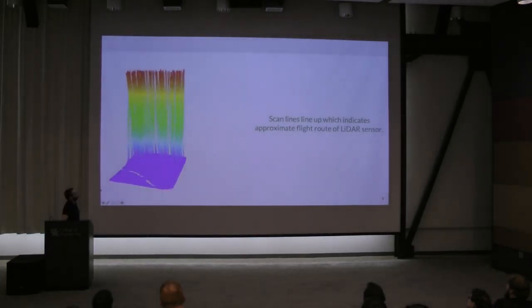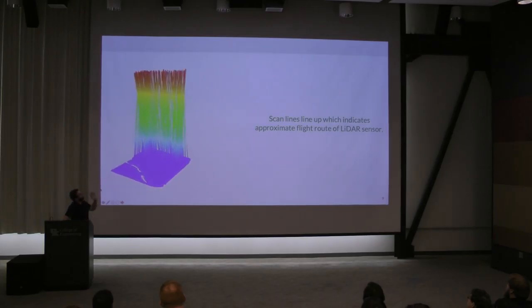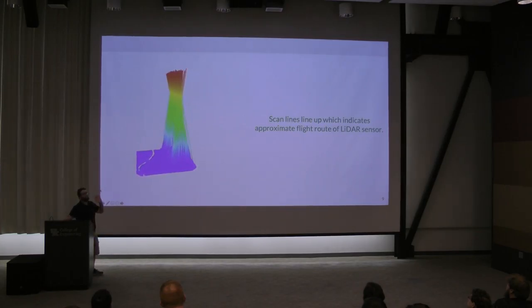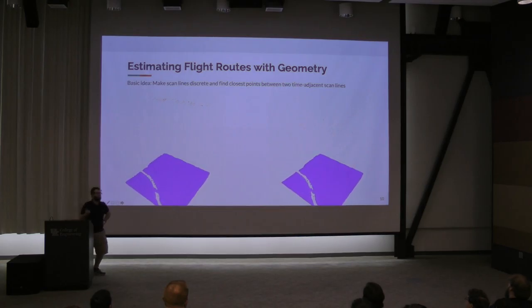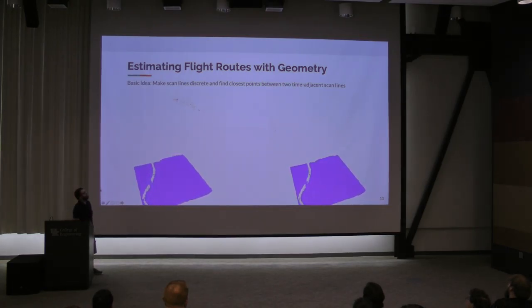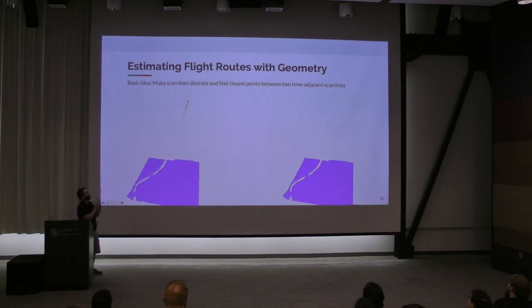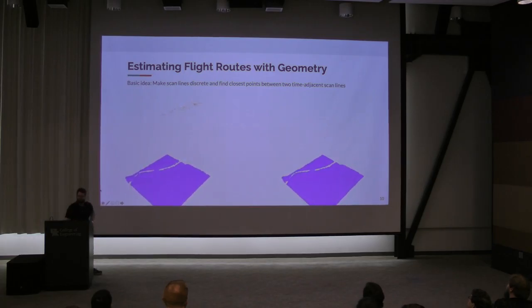So you can see if you do this approach, you actually get some pretty nice results, and as it turns, you'll see that they also line up at an intersecting point, which indicates where the flight route might have taken place. The naive approach to do this is to do some sort of pairwise distance matrix, and if you do that for all the points, you can find the closest points along two adjacent times, and you get an okay looking flight route, but you can see that there's still a lot of variability with it.